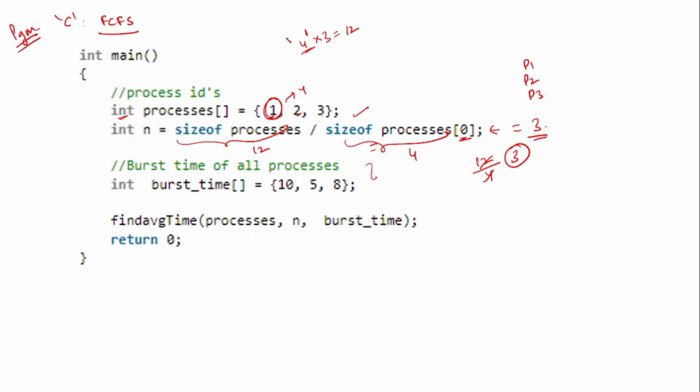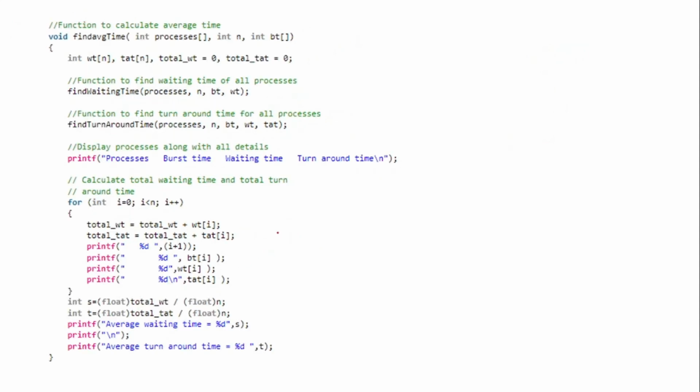Then here the burst times of all the processes are listed. So 10, 5 and 8 are the burst times of the processes. Now first, what is given? First you need to find out the average waiting time. So this is the function given here, average waiting time, which takes the processes, the n value and the burst time as the input. So directly the call will go to this findAverageTime function, which is this. This is the function which calculates the average waiting time.